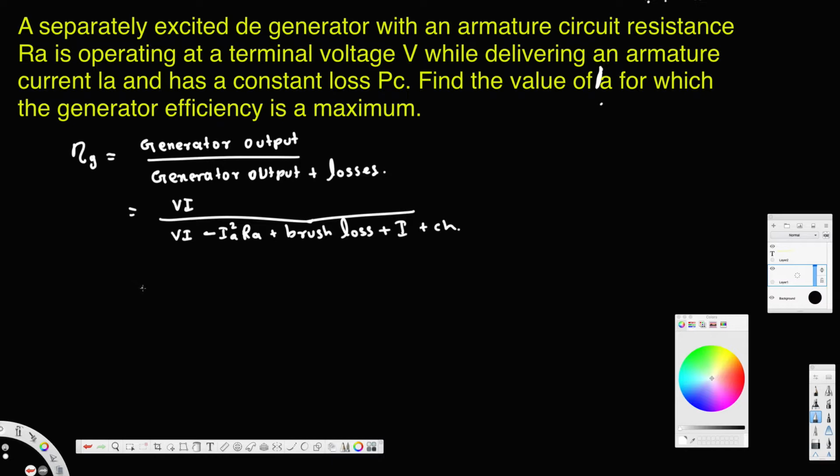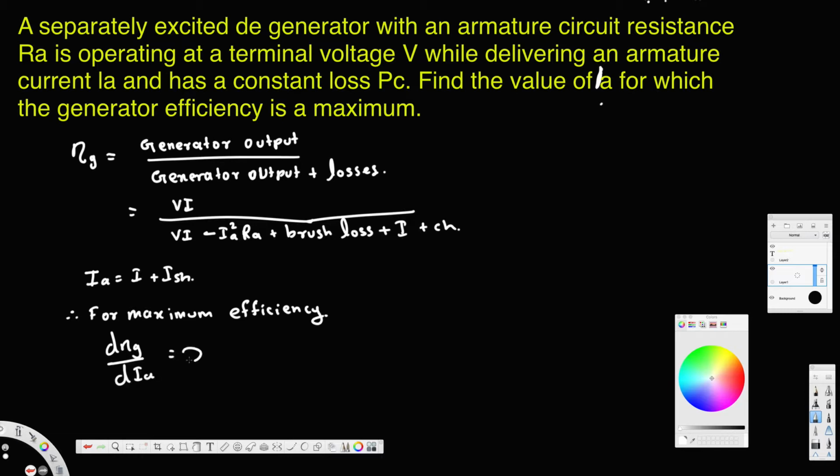Now here our purpose is to find out the IA value. What is the IA value that gives a maximum efficiency? IA is equal to I plus ISH. For maximum efficiency, the derivative of efficiency with respect to the current IA should give us 0.